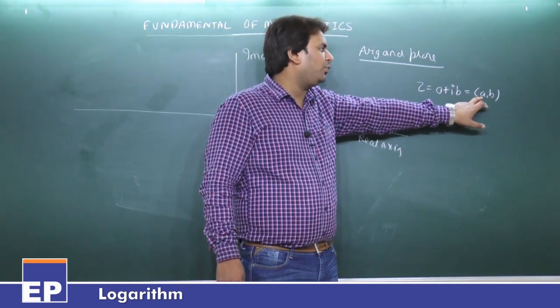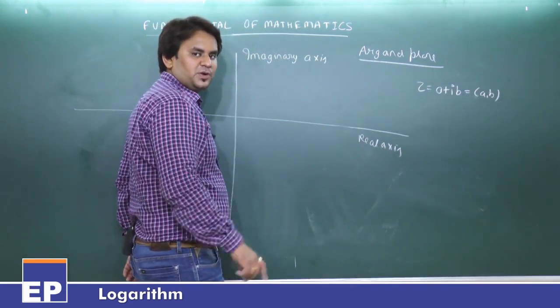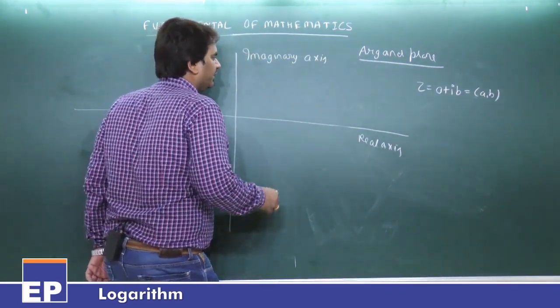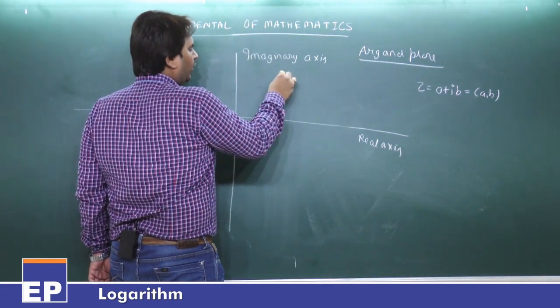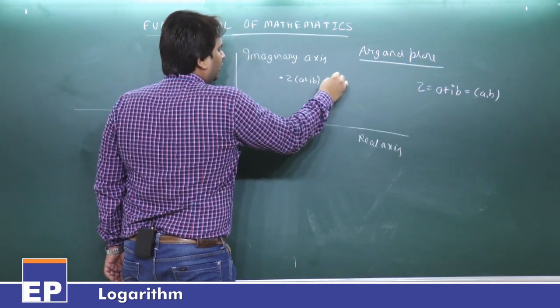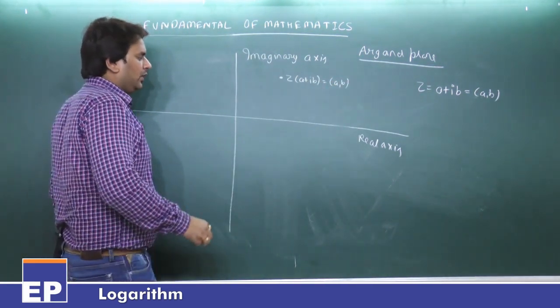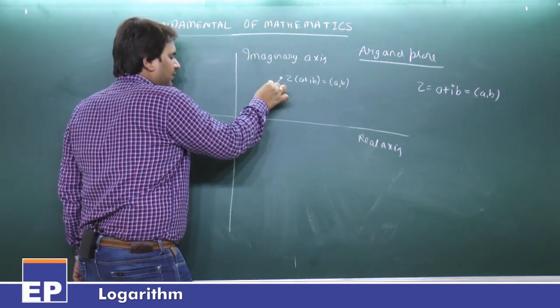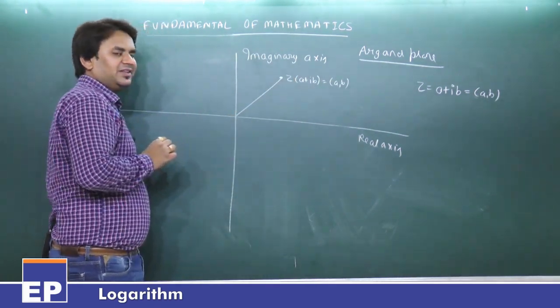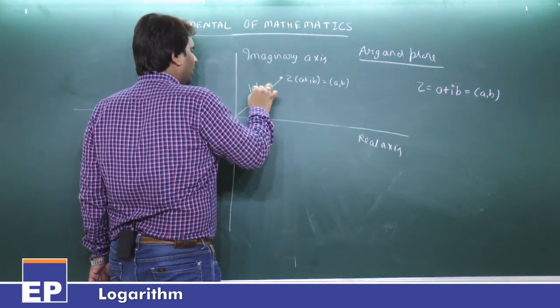If I want to plot this on the Argand plane, then if a is positive and b is positive, it will be in the first quadrant. So I am plotting z, a plus iota b, or you can write it as (a, b). I am joining this z with the origin, and I am saying that it is the modulus of z.